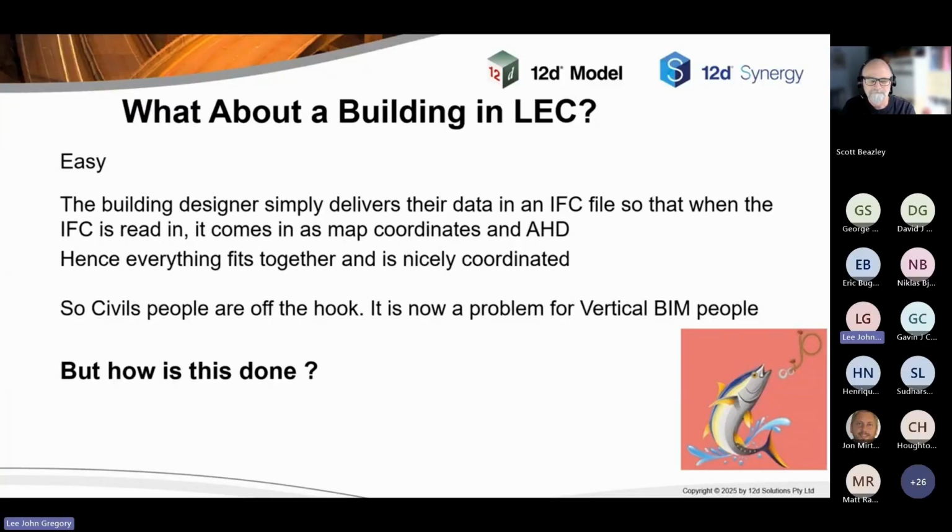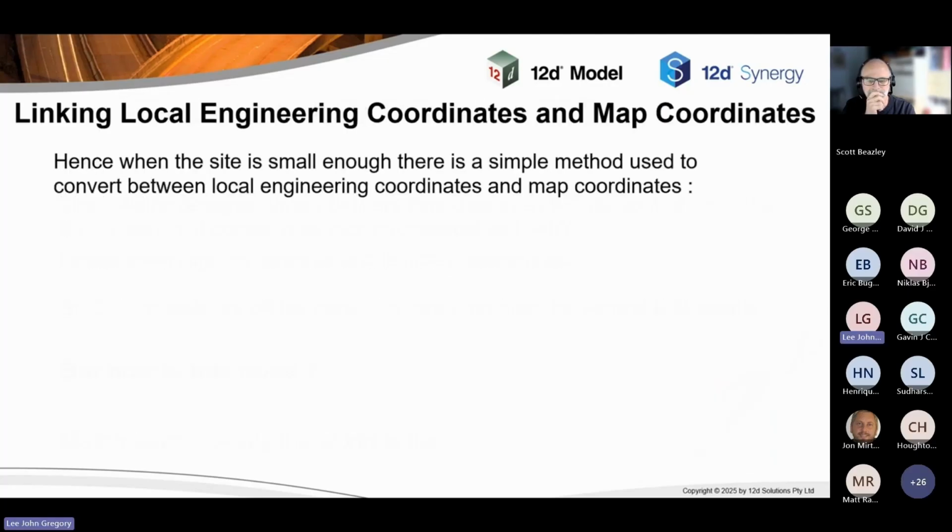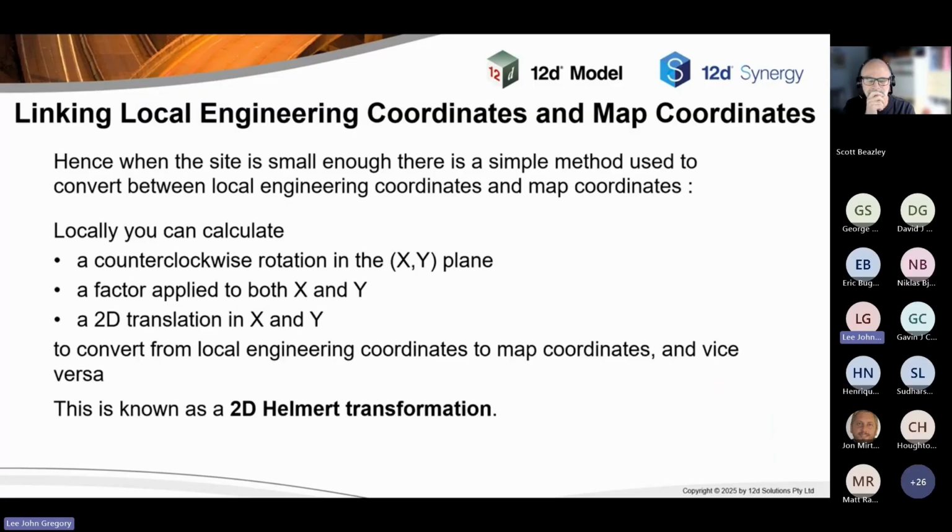And how is this done? Basically, luckily, locally things are flat. So when you're in a site that's very small, you can work out a clockwise rotation in the X and Y plane, a factor applied to both X and Y, and a 2D translation, and that'll take you from your local engineering coordinates to map coordinates.